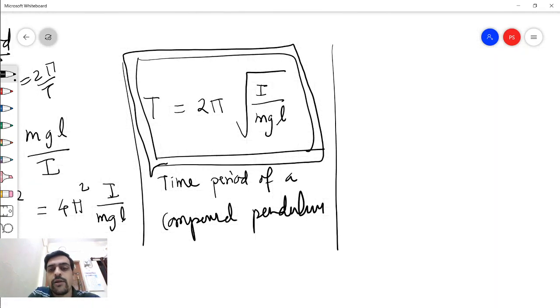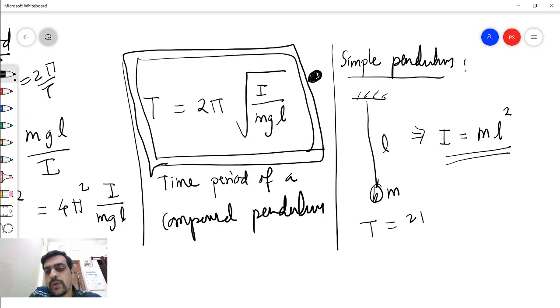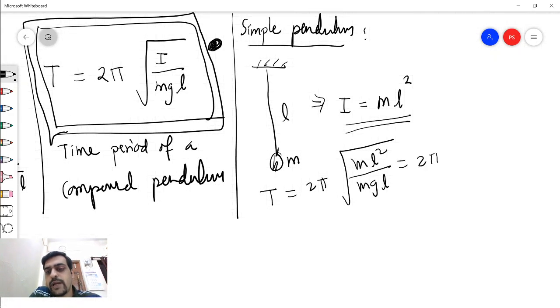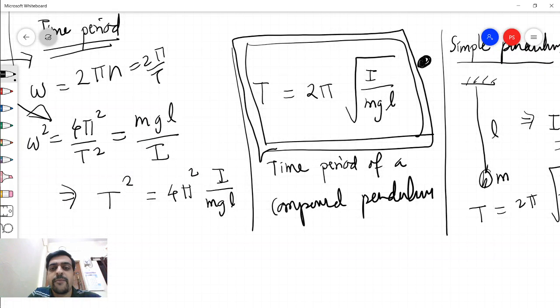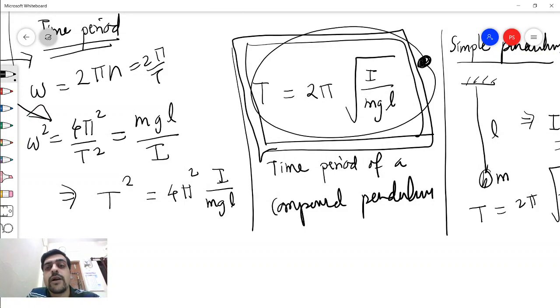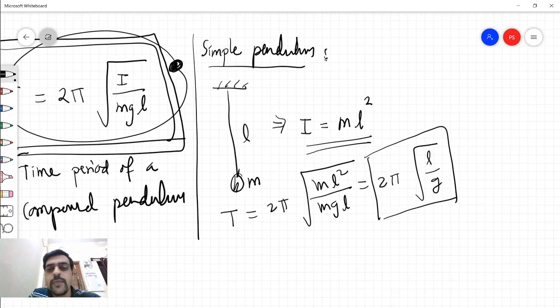Now we can check whether we come across the formula for simple pendulum using this. The structure for simple pendulum was already discussed. This is L, this is m. So in this case, the moment of inertia would be just m times L squared. Now if we substitute this in our equation, T becomes 2 pi under root ml squared upon mgl, which is 2 pi under root L by g, which is well known previously. So we know that even the formula for simple pendulum could be derived from the more fundamental formula of time period for a compound pendulum or a physical pendulum. Or in other words, simple pendulum is just a special case of compound pendulum. Okay, thank you.